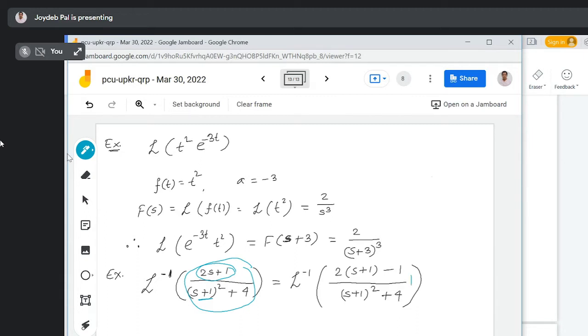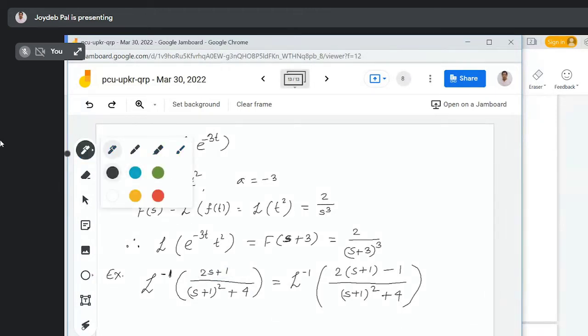Now you can see it is a function of s plus 1, right? Capital F of s plus 1. Can I write this? Yes, sir. So it is capital F of s plus 1. Now देखो अभी क्या चाहिए?